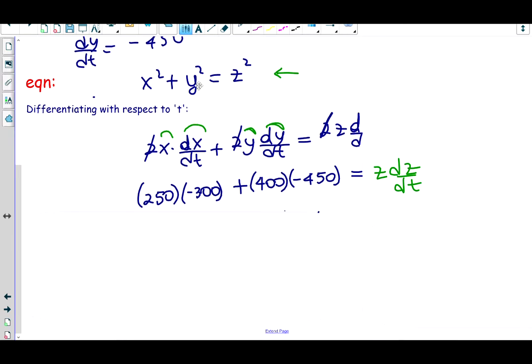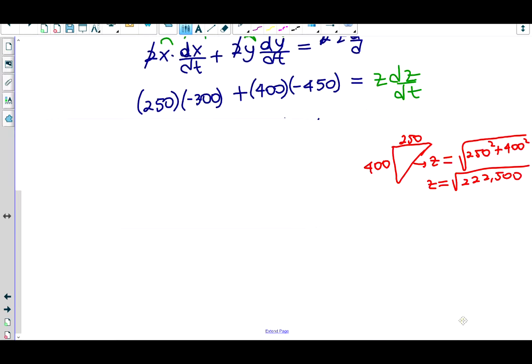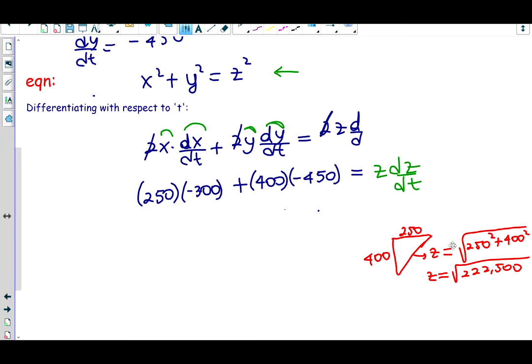If you plug in your numbers to solve for z, it's basically going to be z equals the square root of 250 squared plus 400 squared, if you put the x in the proper place and y in the proper place. So z turns out to be the square root of 222,500. I would suggest that you leave that as such. Don't try to round it yet. Round it in the last part of your solution. And when you plug that in for z, this is what you're going to have. So z times dz/dt, I put the value of z up there and kept the dz/dt, which is the only unknown we have. At this point, we're going to be able to solve this equation.